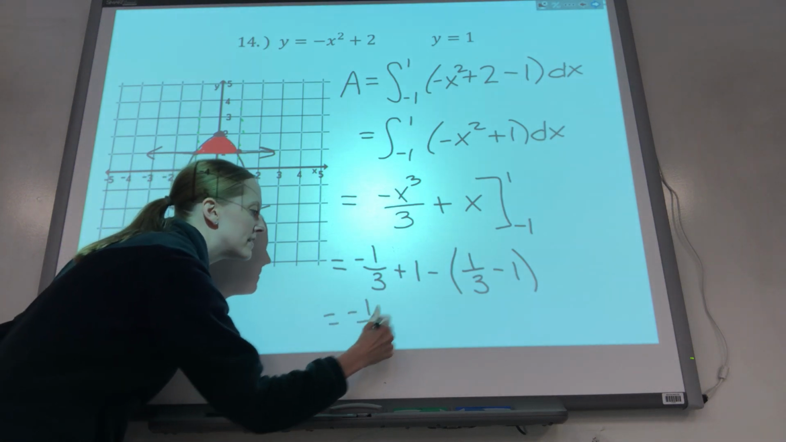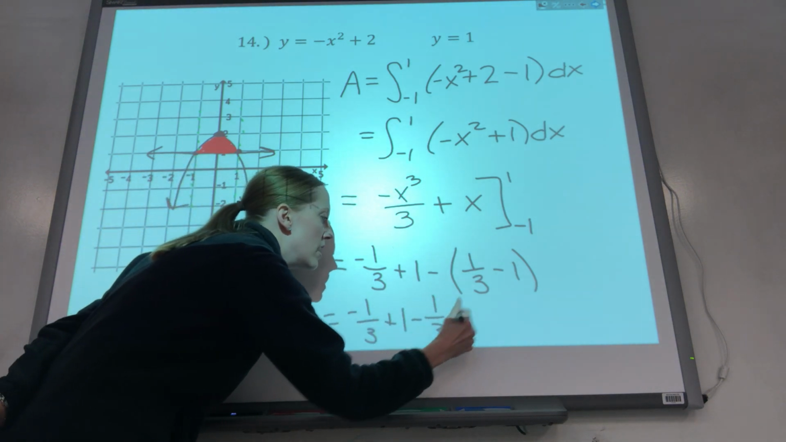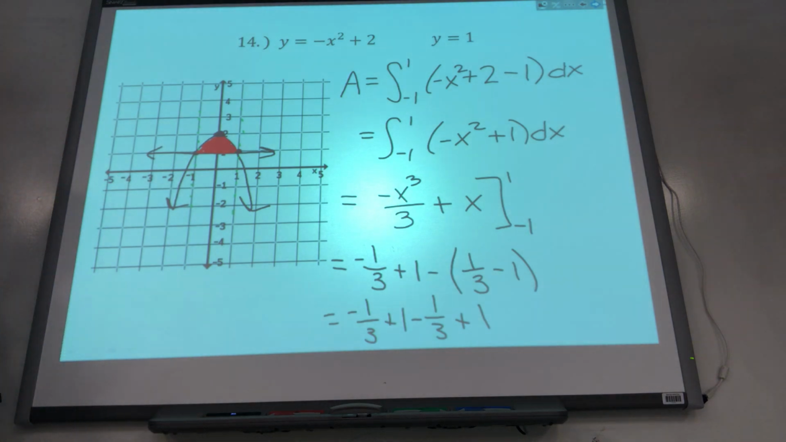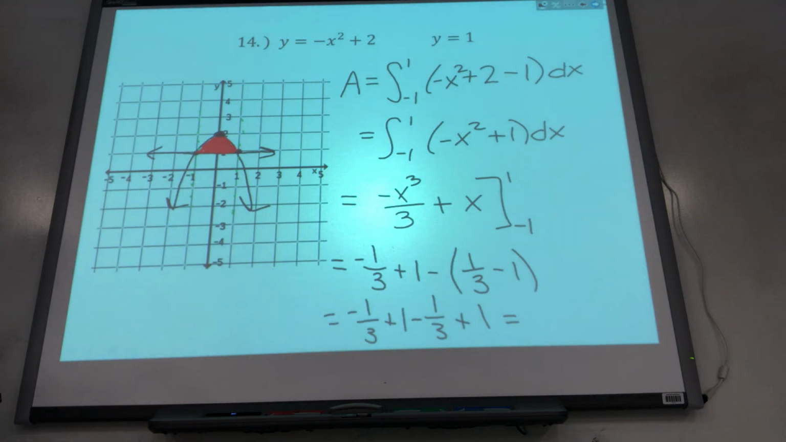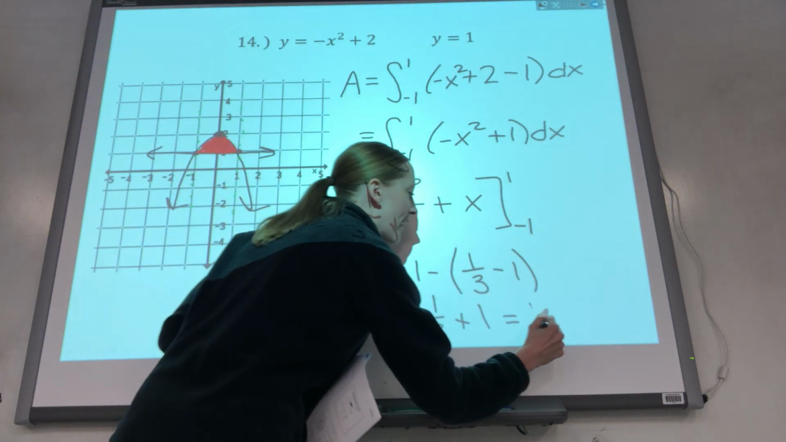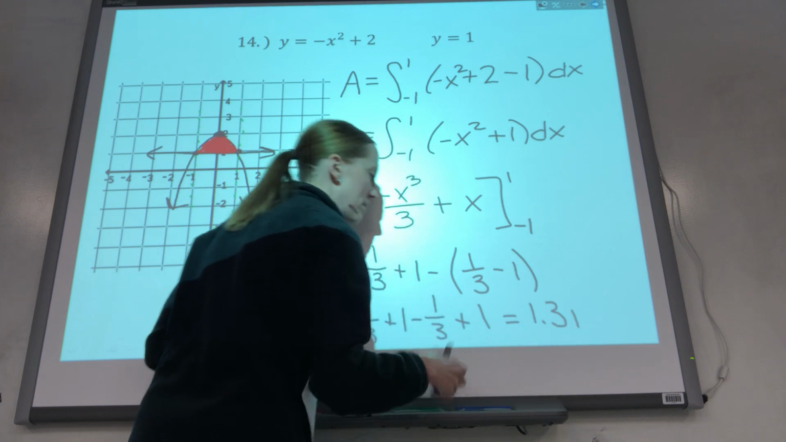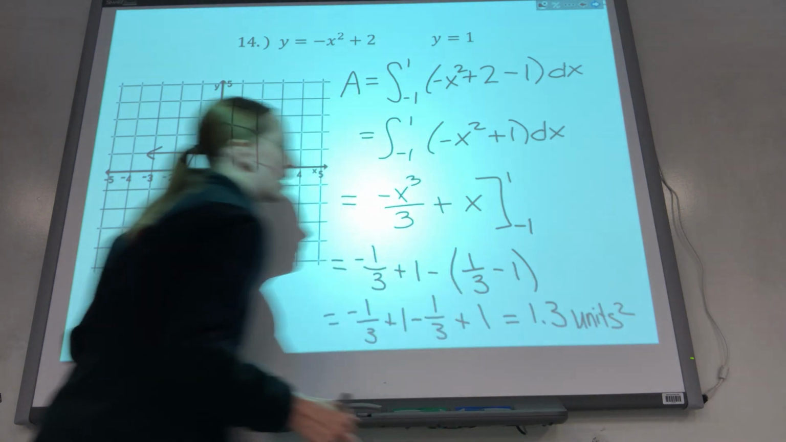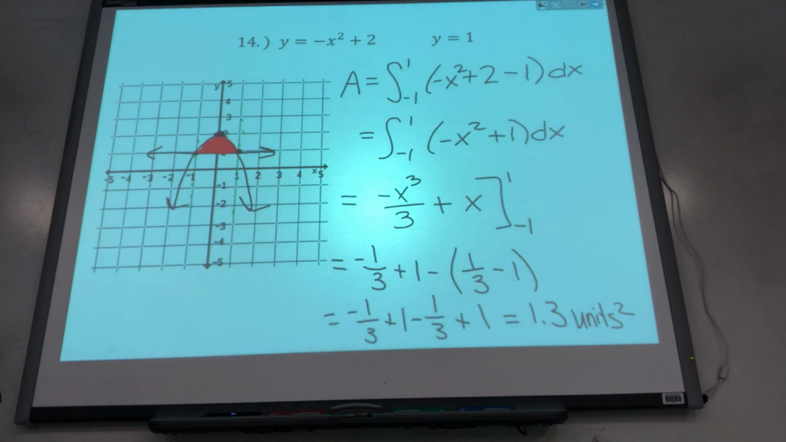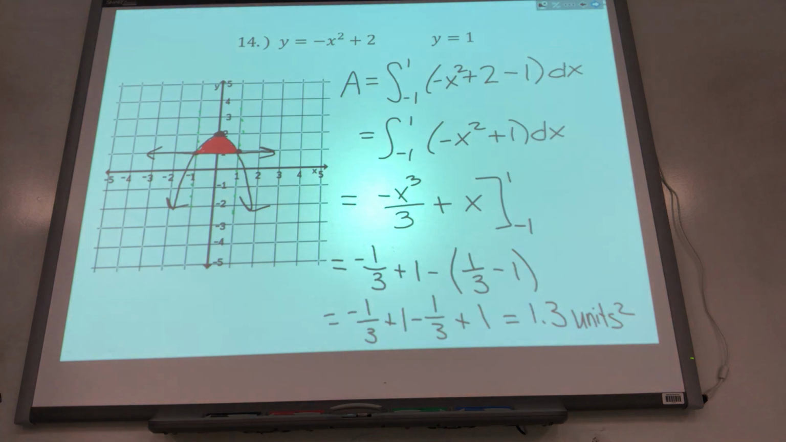So you can type this in if you want to. It'll end up being -1/3 plus 1 minus 1/3 plus another 1. And I think you'll get like a 1.3 repeating. I guess we did units squared for area. So that's fine. You don't have pi with area. It's just a plain old 1.3 or 4/3. Either way.